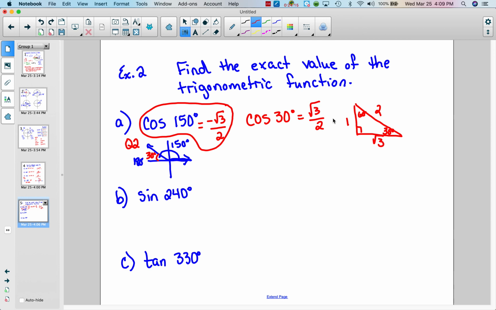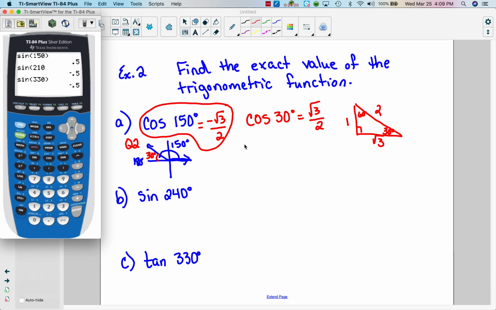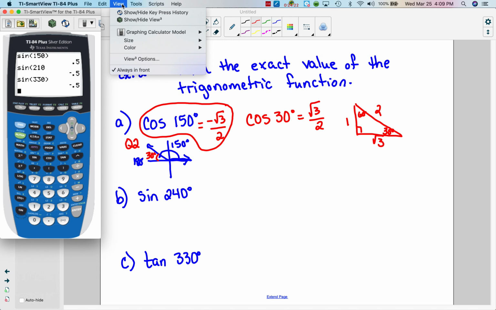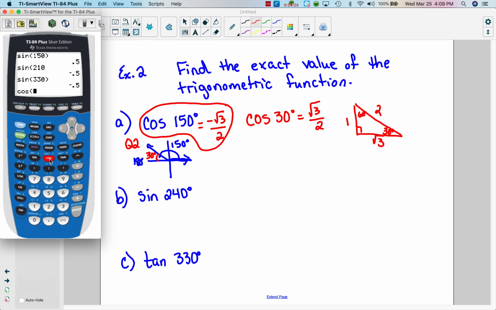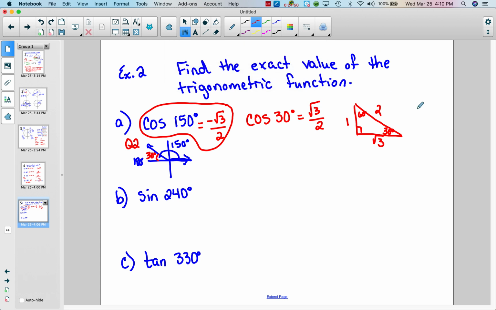Now you can check your answer on your calculator if you want. But here's what you're going to have to think about if you do that. If you do cosine of 150 degrees, it will not give you an exact value, and you need an exact value. But if you do negative root 3, oops, that didn't work. Well, that's okay, you can do negative the square root of 3 over 2, and then you can show that you get the same thing.